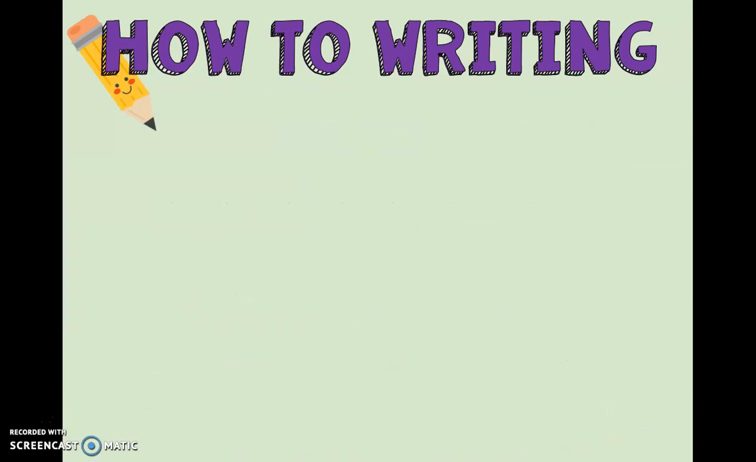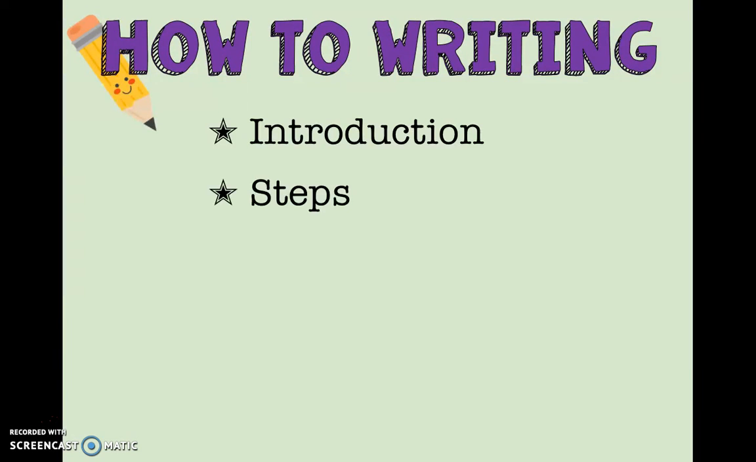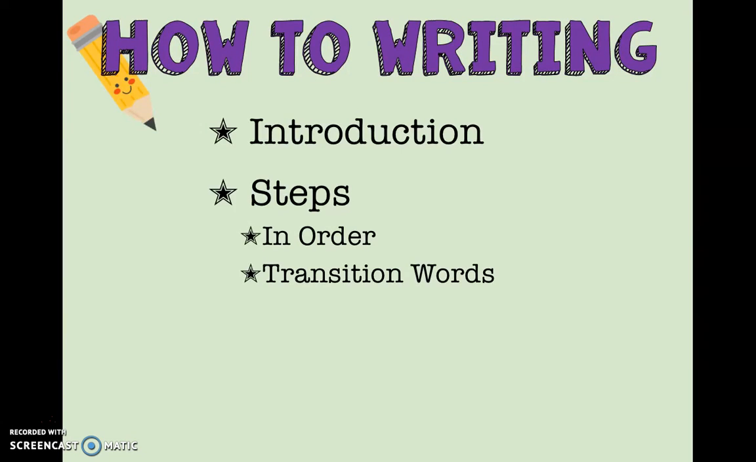Now, let's just do a review on how-to writing. You want to start off with an introduction where you teach your reader what you're going to teach them. Then you want to have all of your steps. Make sure they're in order. They start with transition words, first, next, after that, then, and last. But if you're teaching a game, you want to make sure that last step is how to win the game. Oh, and it's so important to use pictures because that makes the reader know exactly what to do.